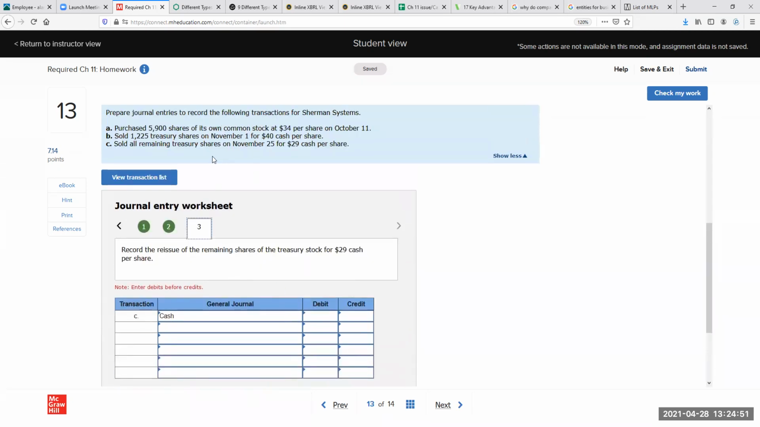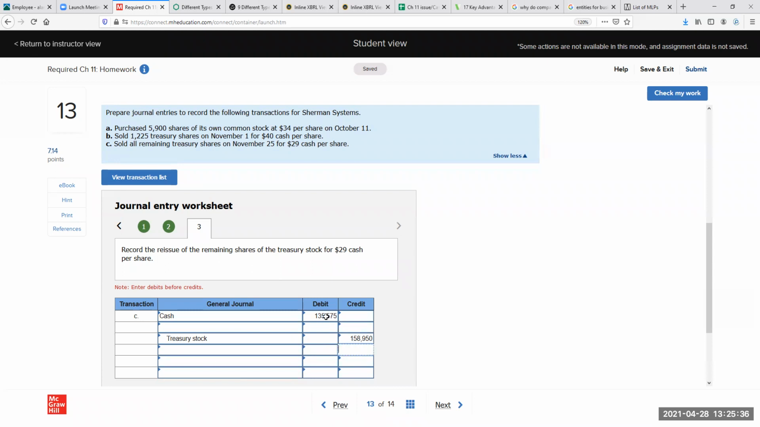Let's do that again. 5,900 minus 1,225. So we have 4,675 at $29 is 135,575. And you have to credit the treasury stock because you're not going to own it anymore. So here you have to use the 5,900 you bought minus the 1,225 you sold, 4,675 at the price you paid, $34. So you have to use the 158,950.